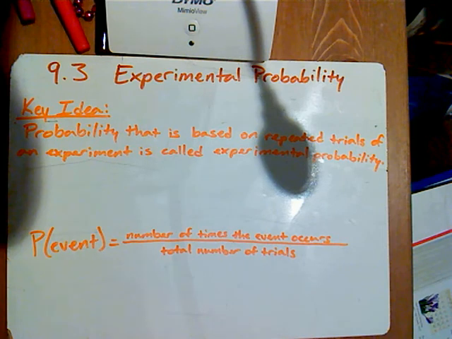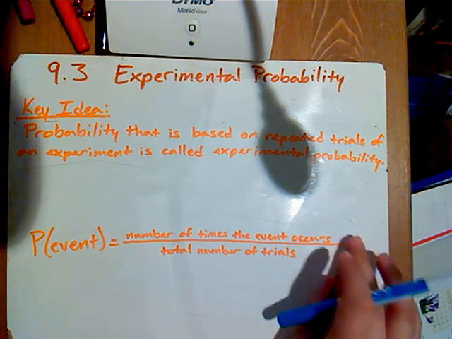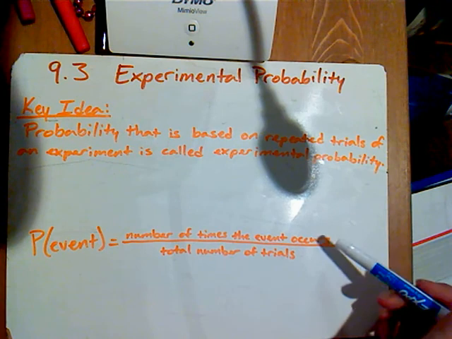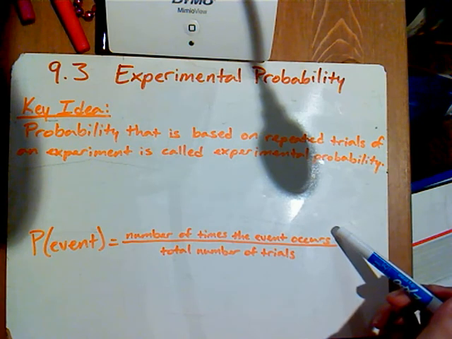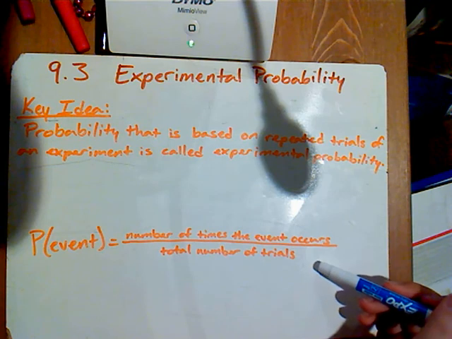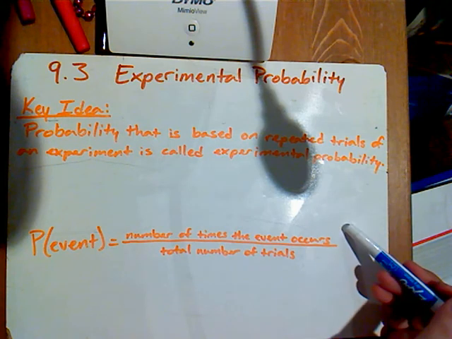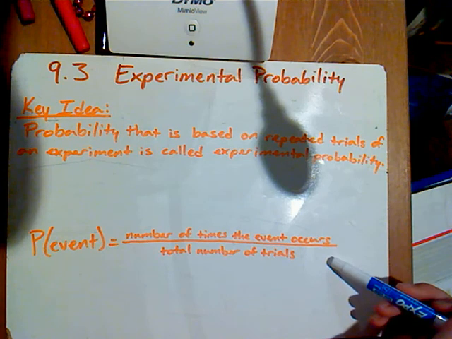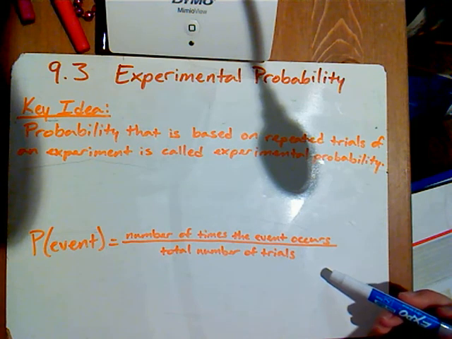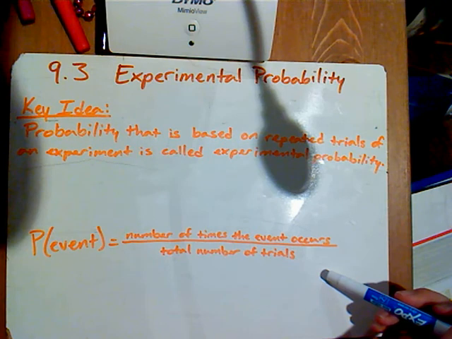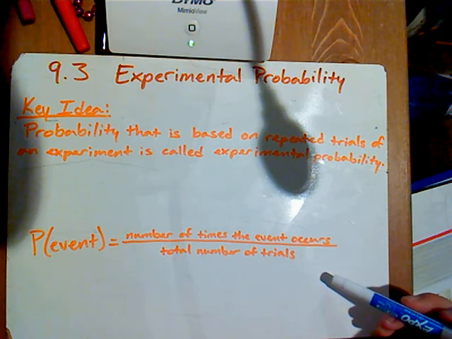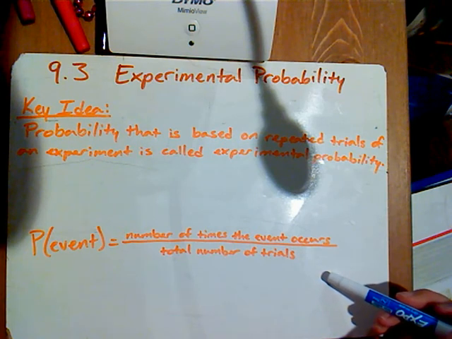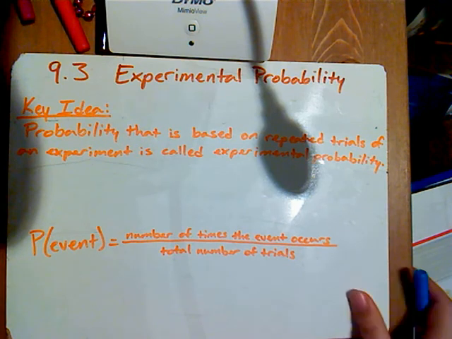So this one is going to be written as P with the event in parentheses equals, we've got a different ratio that we're looking for. And this ratio is going to be the number of times the event occurs to the total number of trials. We're going to be looking at a couple of examples, and you should be taking notes so that you have those for your test and help you with your homework. We'll go ahead and get started.